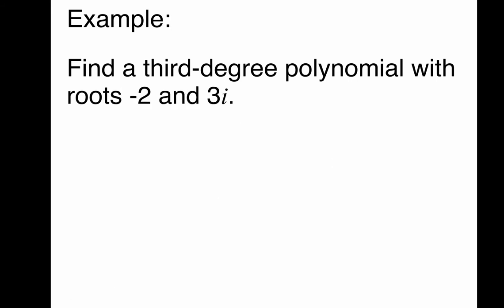Okay, now what we can do with a more difficult example, we want to find a third degree polynomial with roots -2 and 3i. Well, you need to know all of the roots. If it's a third degree polynomial, it has 3 roots, and we only see 2 of them. The third root is the complex conjugate of 3i, which is -3i. So now we need to write these as factors instead of roots.